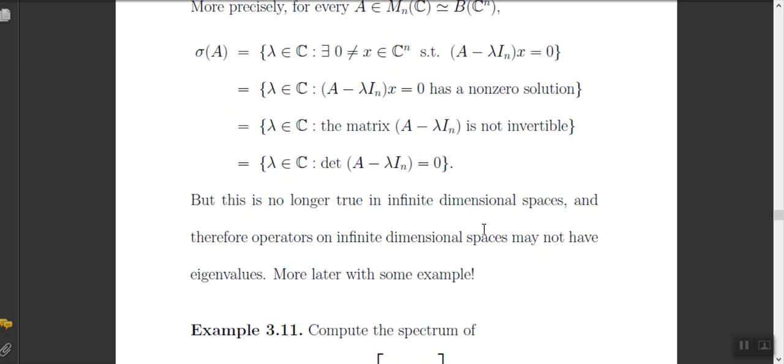But you have to be very careful. I mentioned this is no longer true for infinite dimensional spaces. If you are talking about the spectrum of bounded linear operators on infinite dimensional spaces, the situation is very different. There, a bounded linear operator may not have an eigenvalue, or the spectrum could be much bigger than the set of eigenvalues. So it's different. That we will talk about later.